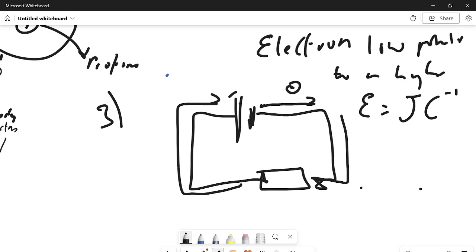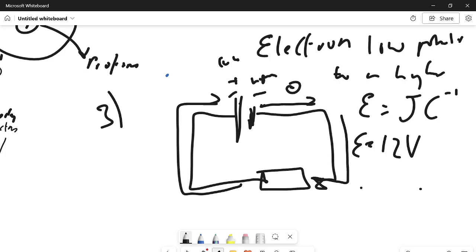Let's say you have an EMF of 12. I think it's better to explain it like this. With an EMF of 12 volts, you're giving 12 joules per Coulomb to the electrons. And that causes it to go from the positive terminal to the negative terminal where it's pushed out, because this is low potential and this is high potential.